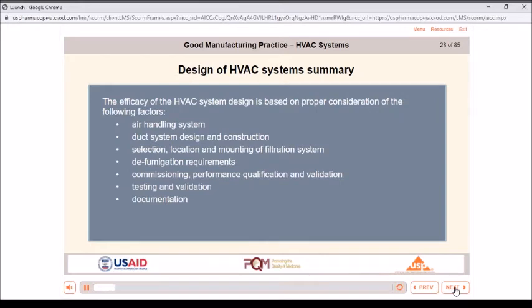Design of HVAC systems summary. The efficacy of the HVAC system design is based on proper consideration of the following factors: air handling system, duct system design and construction, selection, location, and mounting of filtration system, defumigation requirements, commissioning, performance qualification and validation, testing and validation, documentation.